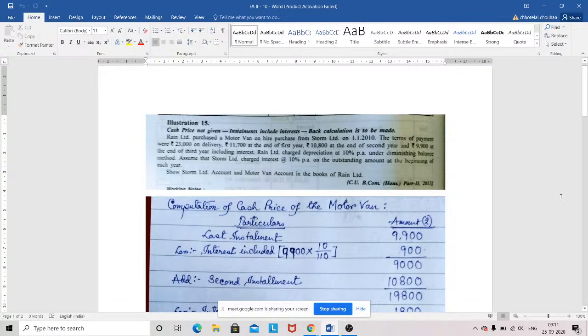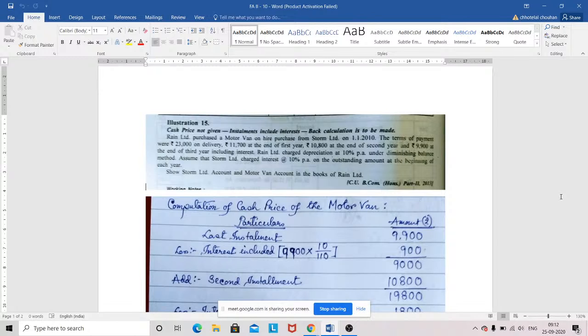So it is given: Rain Limited purchased a motor van on hire purchase from Strom Limited on 1/1/2010. The terms of the payments were 23,000 on the delivery, 11,700 at the end of the first year, 10,800 at the end of the second year, and 9,900 at the end of the third year, including interest. So they have mentioned that these installment values, that is your 11,700, 10,800 and 9,900, are all inclusive of interest.